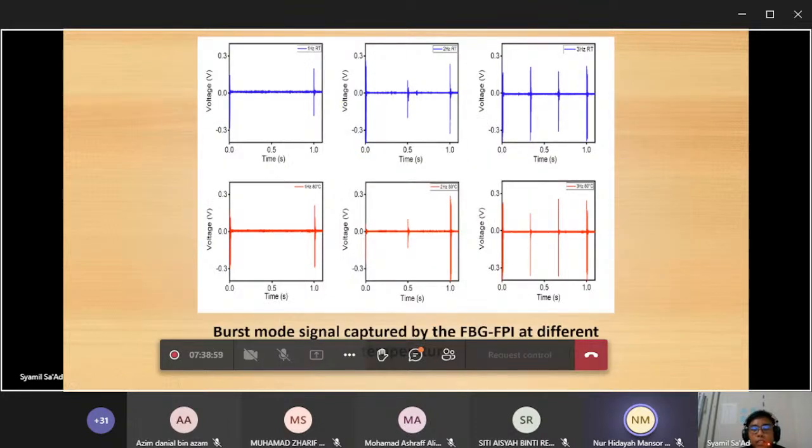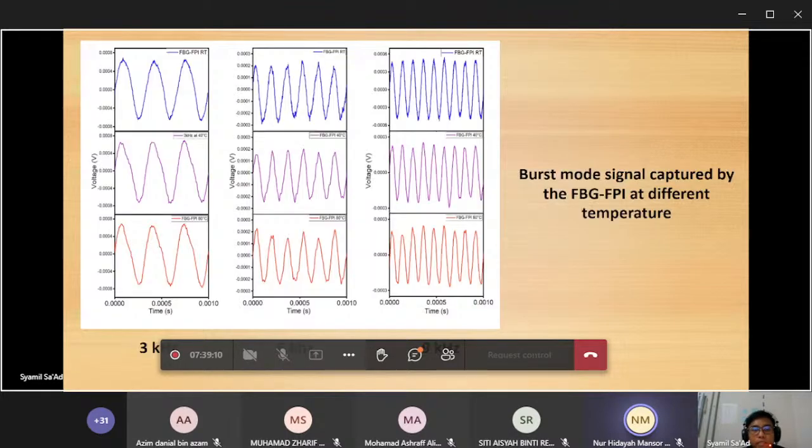Okay, and then burst mode signal captured by the FBG FPI at different temperature. You can see we subject the sensor to different temperature, and it is evident that we can still detect the burst signal, right? And then this is the burst mode signal captured by FBG FPI at different temperature.